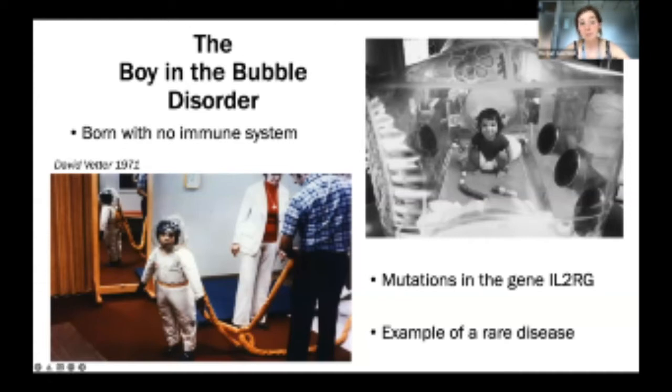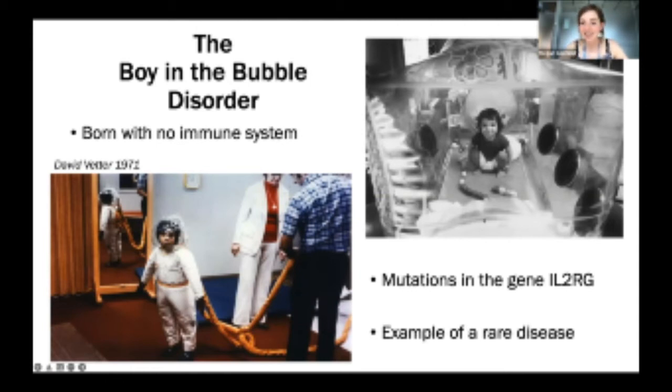And so this boy, you may have heard of the boy in the bubble. He was born in the 1970s with a mutation in this gene. This is an example of a very rare condition. It's rare because people will die. They can't exist like this. In fact, they can't exist unless they're in a bubble.